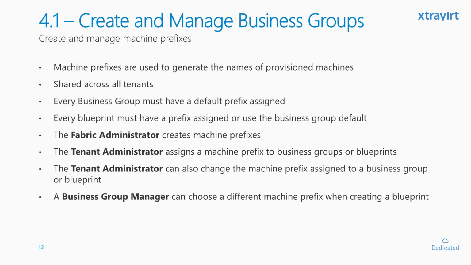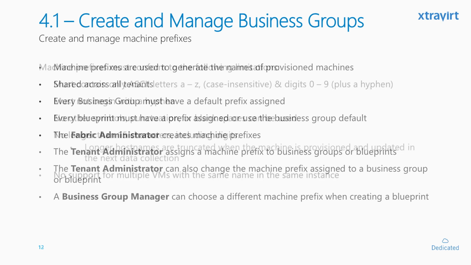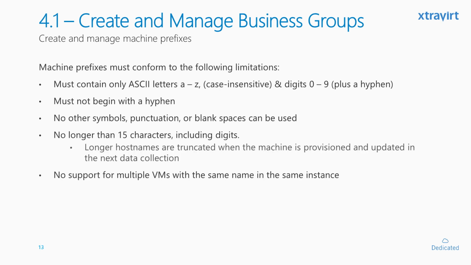This is an interesting one because you can either choose to use the business group default machine prefix, or you can actually set specific machine prefixes for your blueprints. So moving on from that, the tenant administrator, we know, assigns the machine prefixes to a business group. The tenant admin can also change the machine prefix assigned to a business group. And it's also possible for business group managers to choose different machine prefixes when they are creating their business group specific blueprint.